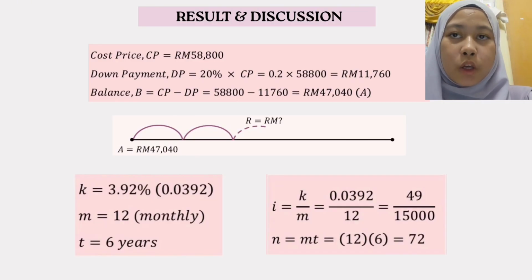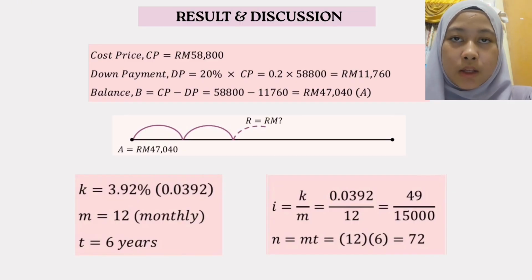Compounded monthly, so M equals 12. T, the period of the loan, is 6 years. I equals K over M, which is 0.0392 over 12, equals 49 over 15,000. Lastly, n equals M multiplied by T, equals 12 multiplied by 6, and the answer is 72.